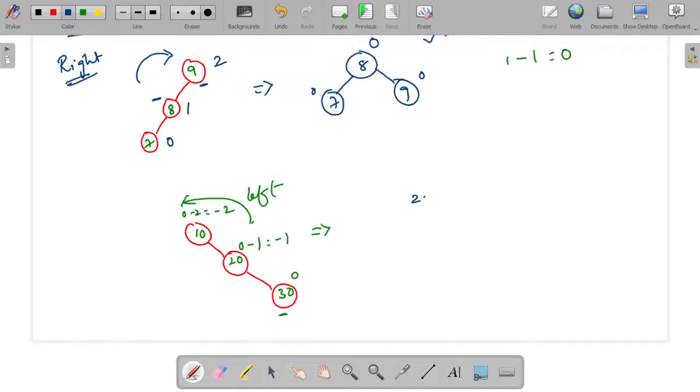So in this case 20 becomes our root node, 10 is pushed to the left side, and 30 stays as it is on the right side. Now if you calculate the balance factors, it is going to be 0 for the root because it is 1 minus 1, and for the leaf nodes it is always going to be zero.